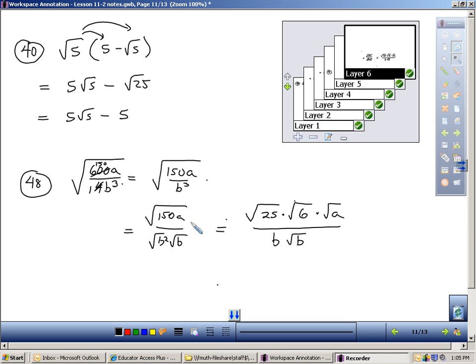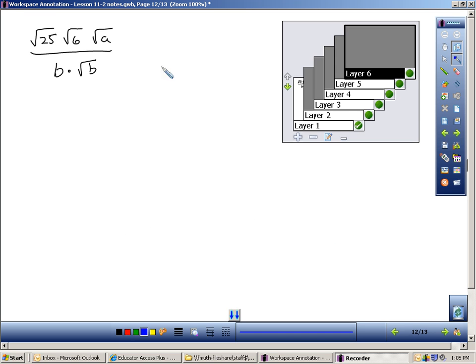Okay, so now in the numerator, 150 is not, I misspoke there. 150 can be divided evenly by a perfect square. 150 can be divided by 25, and that is a perfect square. So I'm going to break 150 into square root 25, square root 6, and I still have the square root of a. And in the denominator, do you notice how the square root of b squared is just plain b, and I still have the square root of b? And I'm going to go on to the next page. I'm going to rewrite that out again.